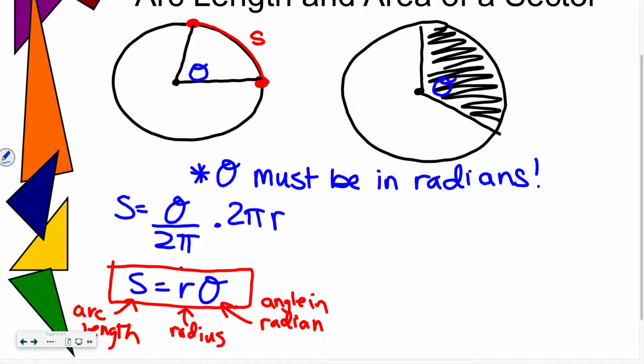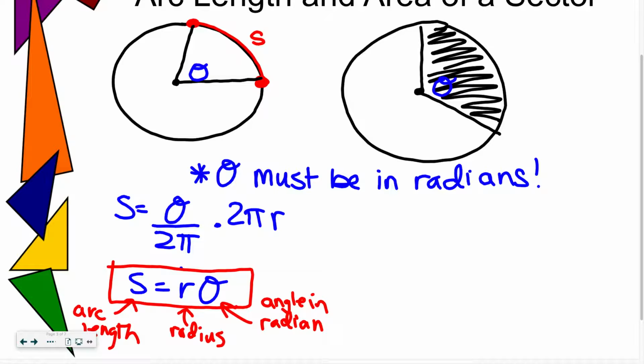So I don't expect you to do this theta divided by 2 pi times the circumference 2 pi r. I expect you to use the simplified formula S equals r times theta. Now we could apply the same reasoning to the area, right? We don't want the whole area of the circle. We want just a fraction of the area. And that fraction is going to still be out of 2 pi.